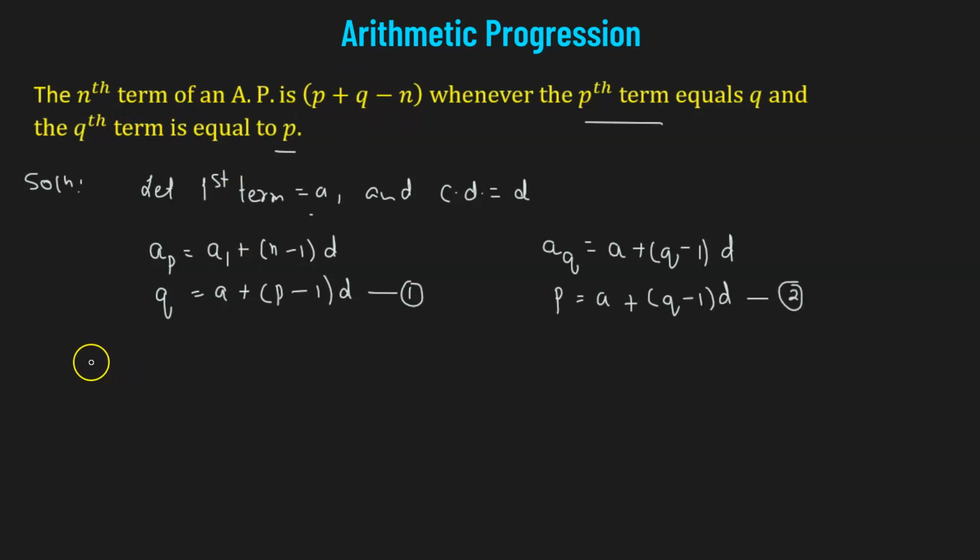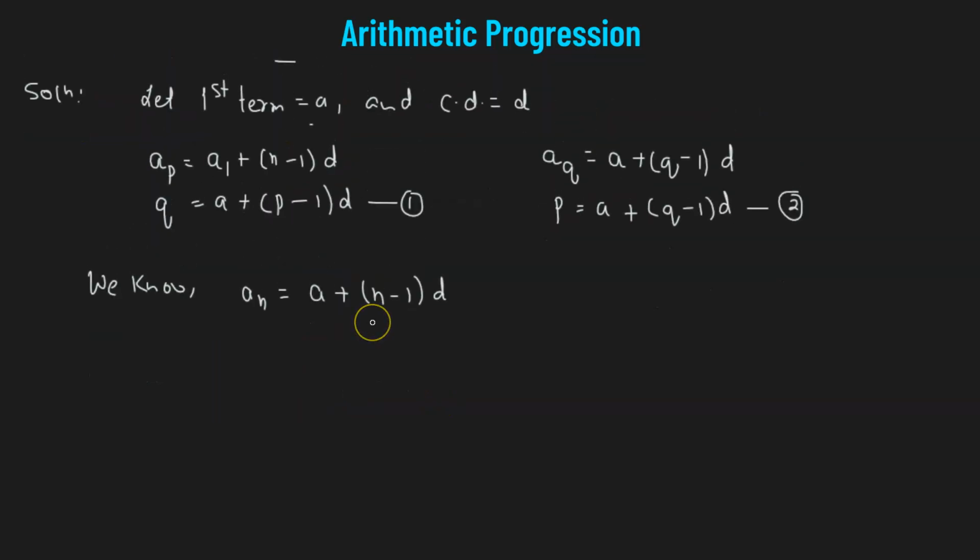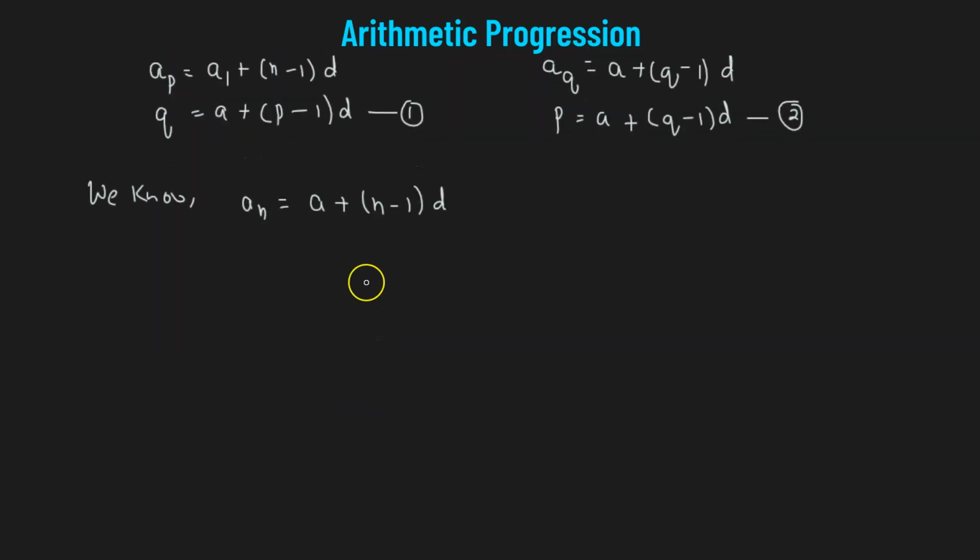We know the nth term is going to be given by the first term plus n minus 1 times the common difference d. So our goal would be to find the value of the first term and the common difference in terms of p and q. So what we'll do, we'll begin with equation number 1 and 2. We'll subtract equation number 1 from equation number 2.